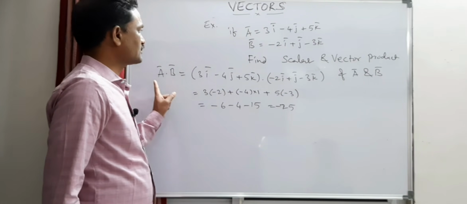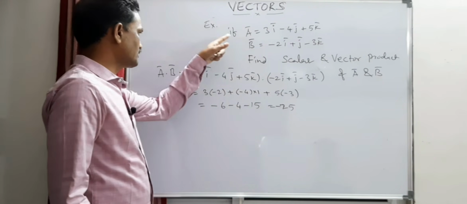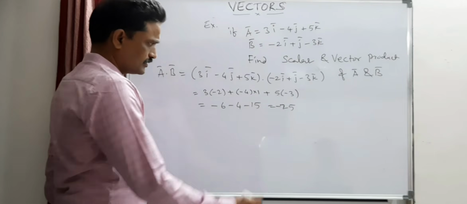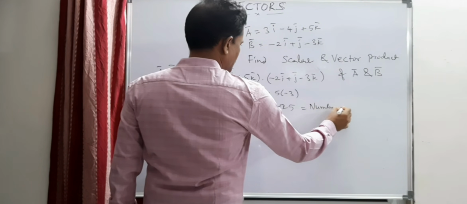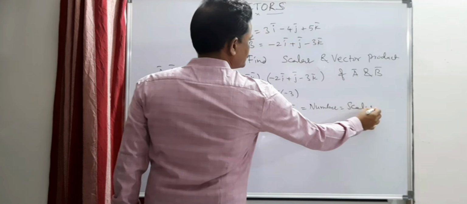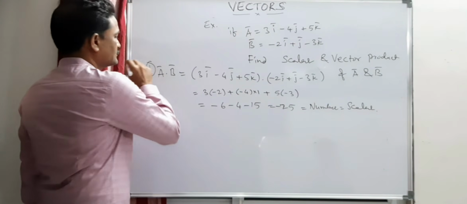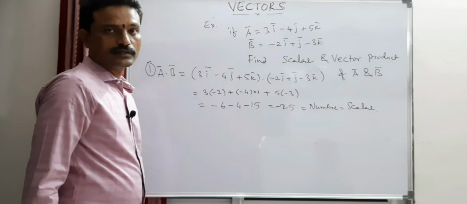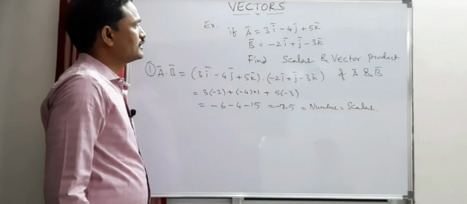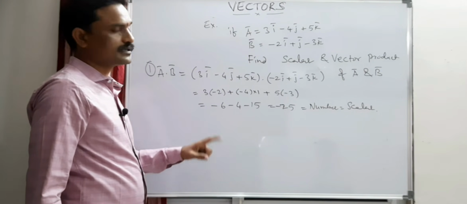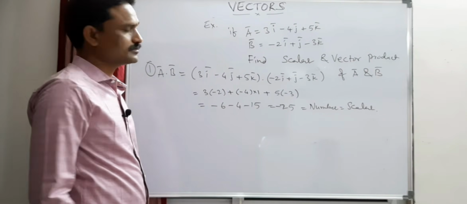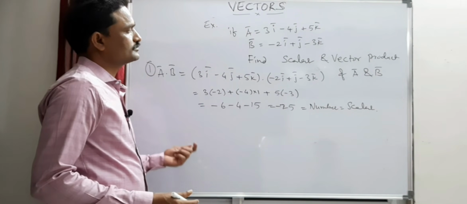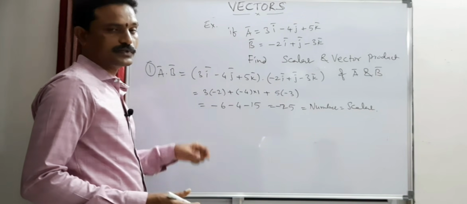So this is the answer, that is the scalar product of these two vectors. So it is clear that it is a number. A number is nothing but a scalar. This is the first one. Is it clear? Now let us do the second one. In order to do the cross product or vector product, as I told you, you have to draw a determinant. You have to do the problem in the form of determinants.